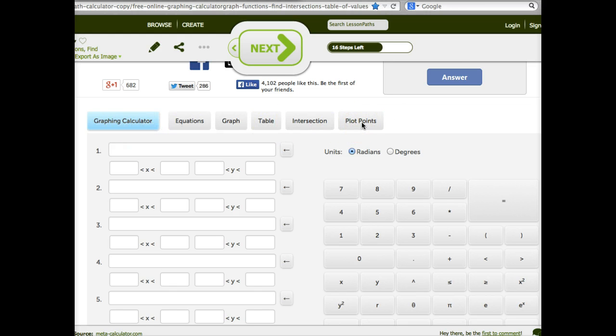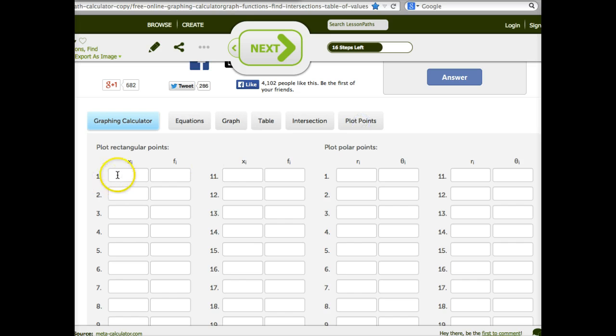So you would go to plot points, and you would put in points here under the rectangular points. We aren't doing polar points, so make sure you put them here under the rectangular points. We have an X column, and then we have a Y column, which has the function notation. So you would put in year 0, and you would put in the price of the car. Maybe it was $800. Then you would put in year 1, and you would put in the next value.